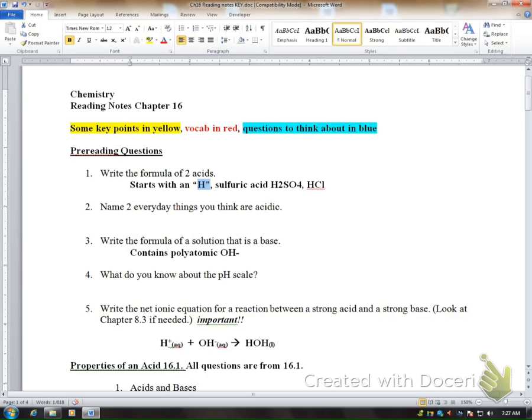Here then is your definition of a base. Now again, this is a definition we have had before. It has the polyatomic hydroxide ion in it. And remember, your polyatomic is taken from the back of your periodic table, so you've used this OH ion a lot in the past.